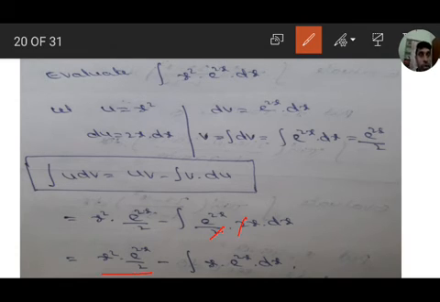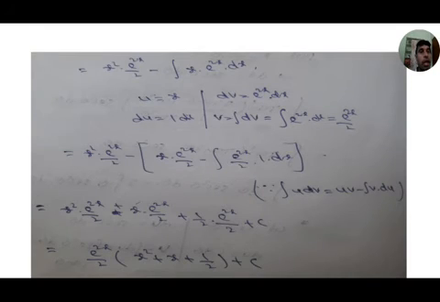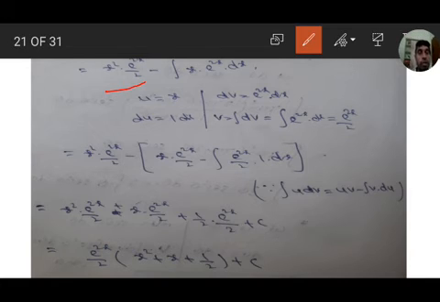x square into e to the power of 2x by 2, minus integration x into e to the power of 2x dx. Here x into e to the power of 2x dx means again a product of two functions. x is an algebraic function, e to the power of 2x is an exponential function. So u equal to x, algebraic function, dv equal to e to the power of 2x. Derivative of x is 1, du equal to 1 into dx, integration of dv, that is v, e to the power of 2x by 2.